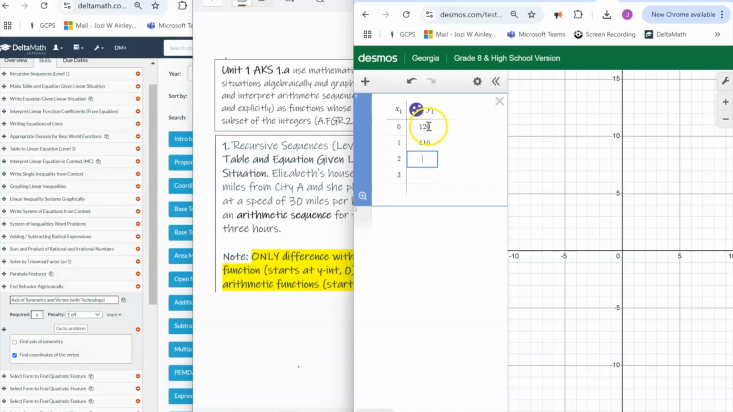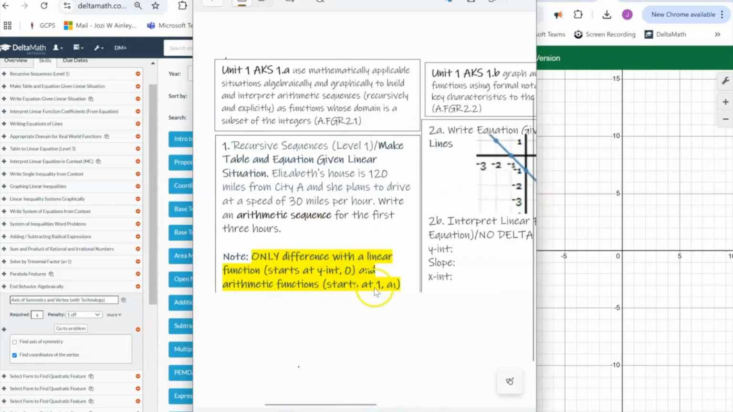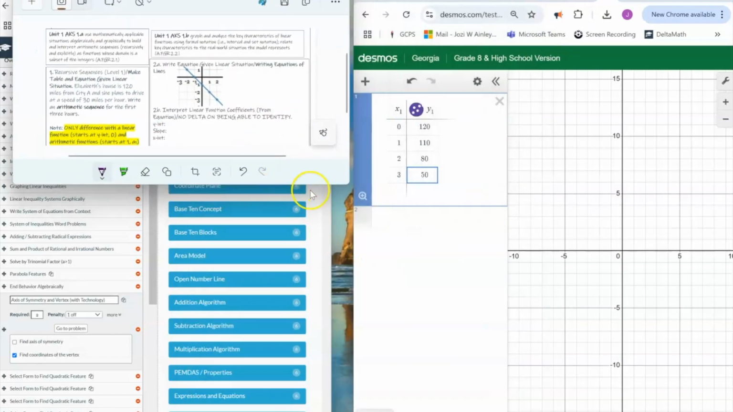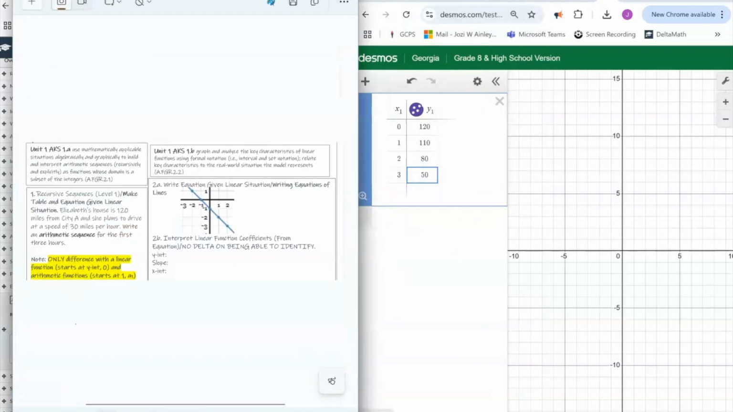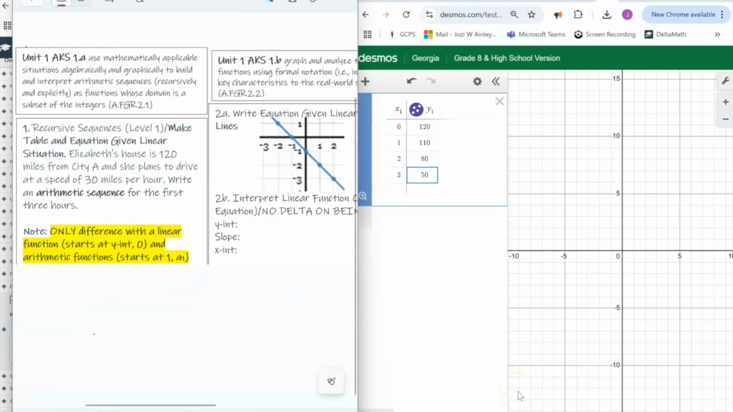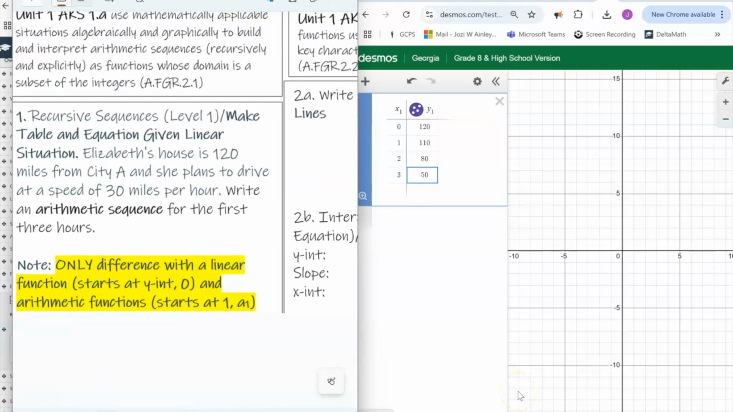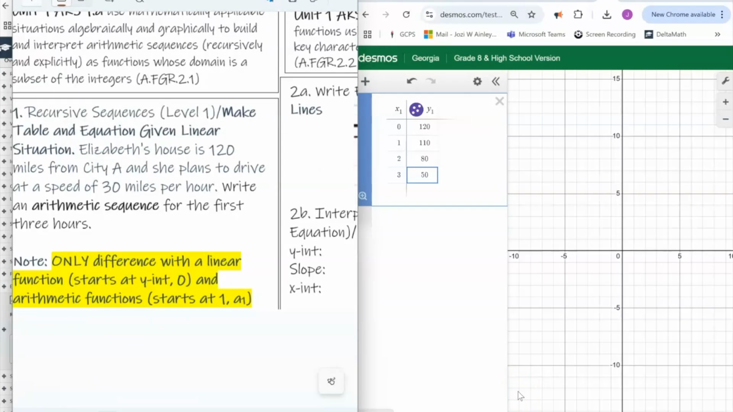So she's going to lose 30 each time, right? Because she's driving 30 miles every hour. So 110 minus 30 is going to be 80. And then 80 minus 30 is going to be 50. So we're losing 30 every time. So the sequence for the first 3 hours, and this is, again, an arithmetic sequence, we're not starting at 0. We're starting at 1. The 3 terms of the arithmetic sequence will be 110, then 80, then 50. Okay, so that's a sequence.